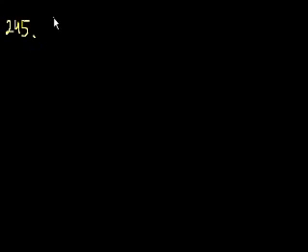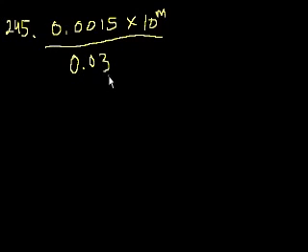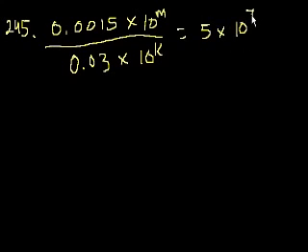245. If 0.0015 times 10 to the m over 0.03 times 10 to the k is equal to 5 times 10 to the 7th, then what does m minus k equal to? And that's important to read. I was about to solve for m minus k. So they want to know what m minus k is.